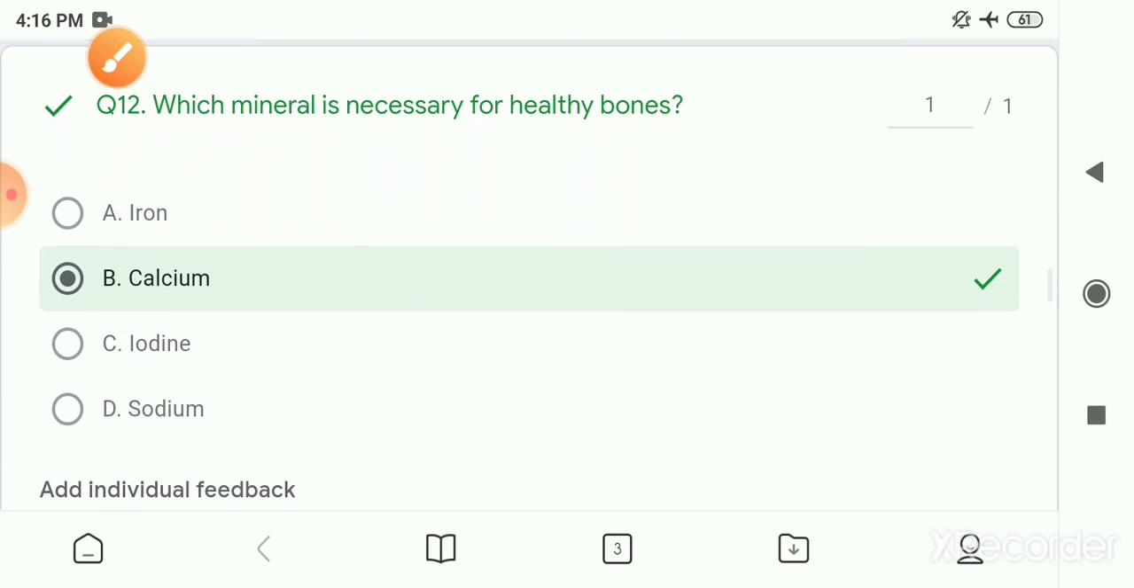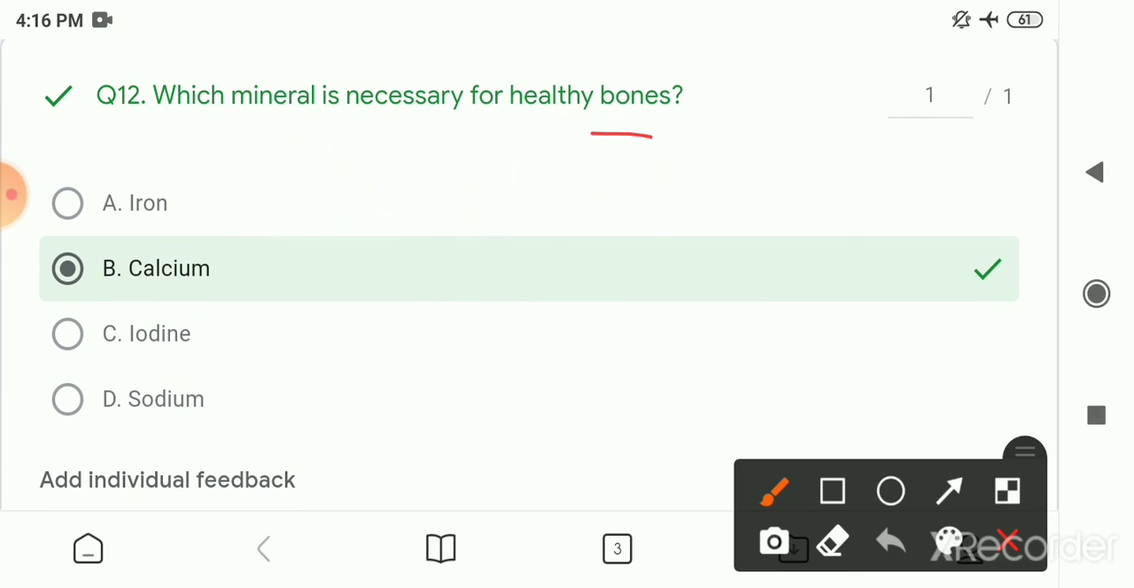Next is, which mineral is necessary for healthy bones? For healthy bones, what do we require? The options are iron, calcium, iodine or sodium. So here your answer is option B, that is calcium. We require calcium for healthy bones. So your answer is option B.